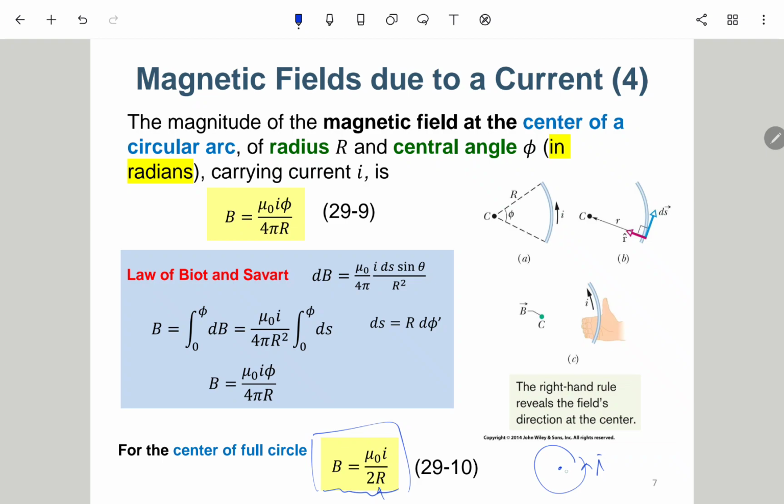So the magnitude of this B field has this magnitude. What is the direction at this point? Into the page or out of the page? Still using the right hand rule. Out of the page. You use your fingers following the direction of the current, and your thumb will be pointing out of the page, which is the direction of the B field.